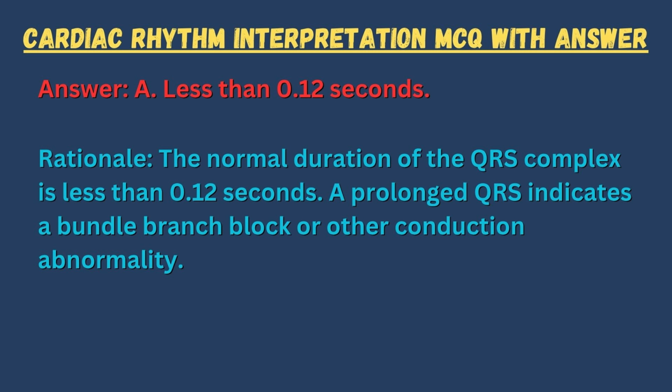Answer. A. Less than 0.12 seconds. Rationale. The normal duration of the QRS complex is less than 0.12 seconds. A prolonged QRS indicates a bundle branch block or other conduction abnormality.